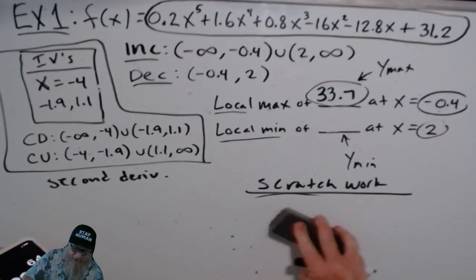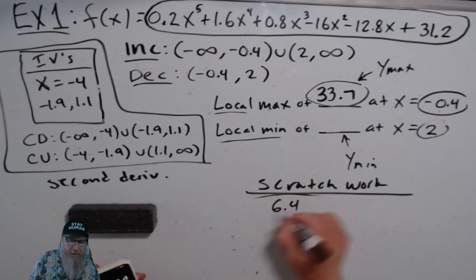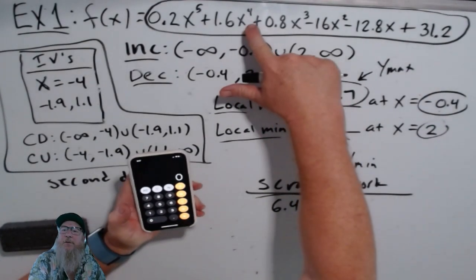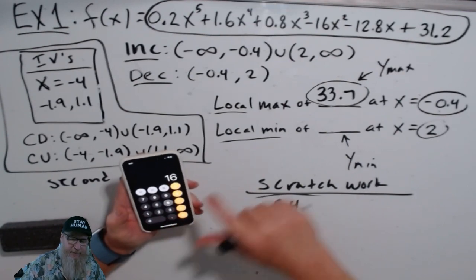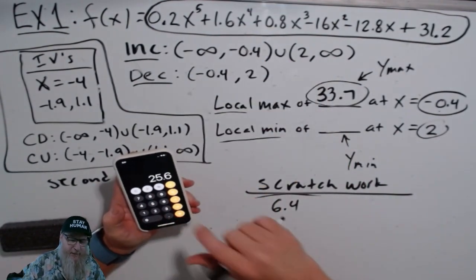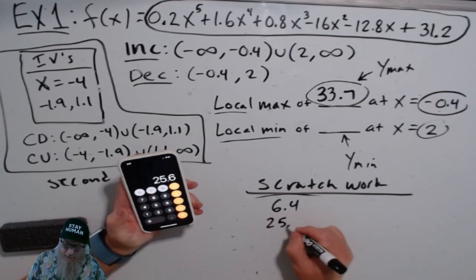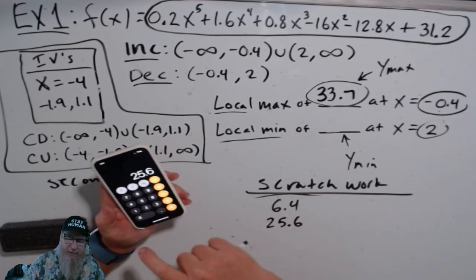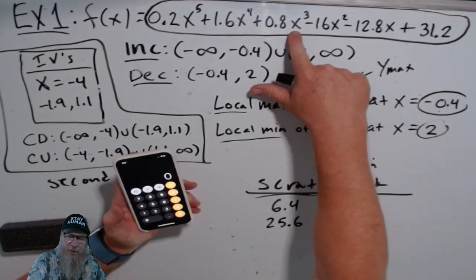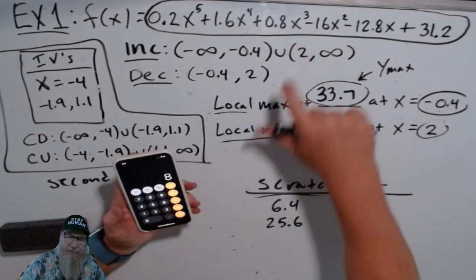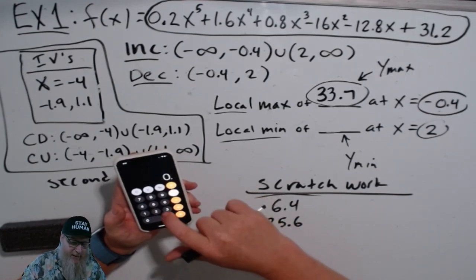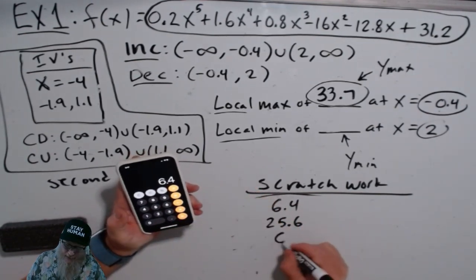So 6.4. So 2 times 2 times 2 times 2, that's 16. And then times 1.6. That's 25.6. 2 times 2 times 2, that's 8. Times 0.8. That's 6.4.